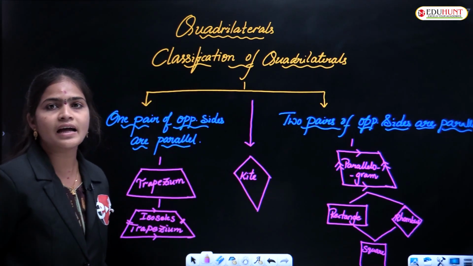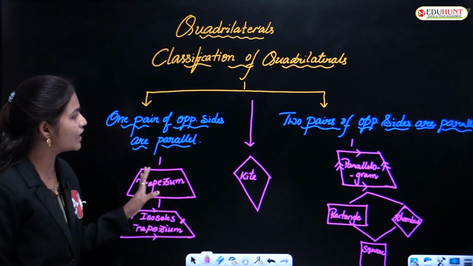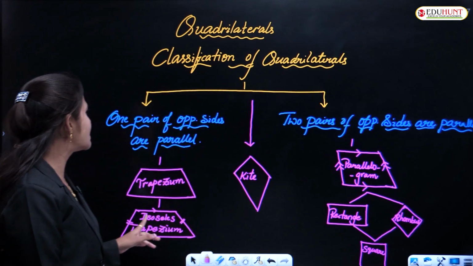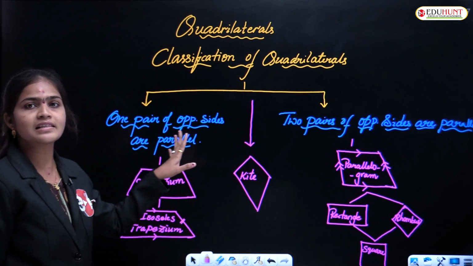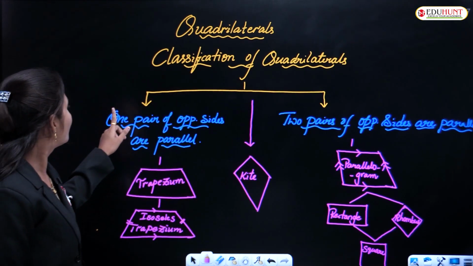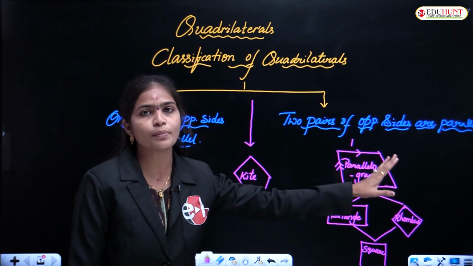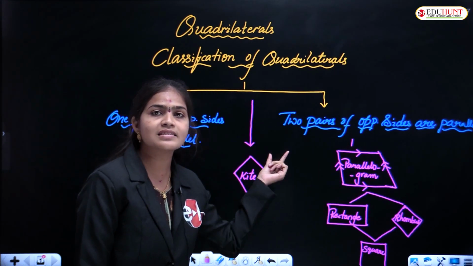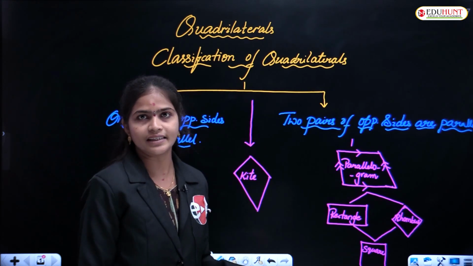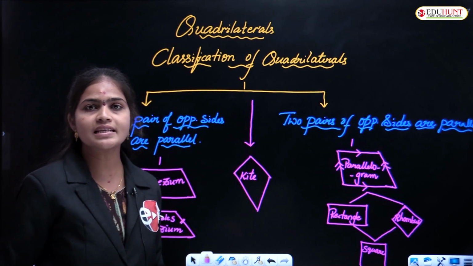Okay, like this we have these types of quadrilaterals. Just observe the diagram carefully. Here this is the flow chart of quadrilaterals. Once again I will tell you, see. The classification of quadrilaterals depends mainly on two things. The first one is one pair of opposite sides are parallel, and the second one is two pairs of opposite sides are parallel. And this is the special type of quadrilateral, that is a kite. We will say that one is a kite.